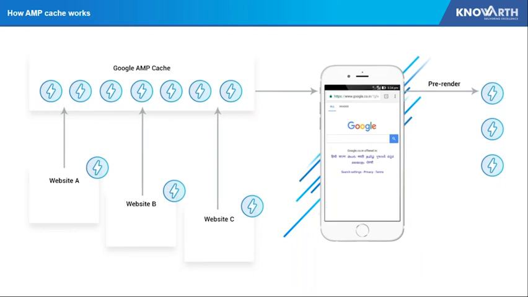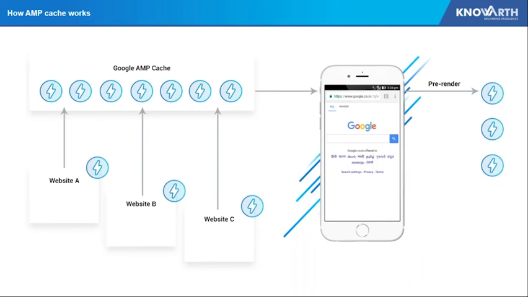So let's look at how AMP Cache works. Here what happens is that Google will call your AMP content and load it into their AMP Cache. Here you can see Google AMP Cache is calling several websites like website A, B, C, and then it stores them in its AMP Cache.